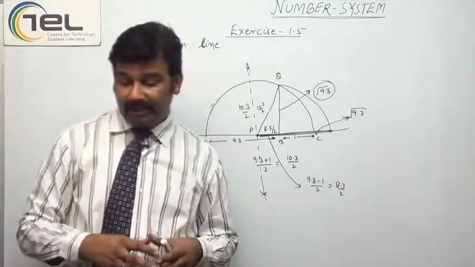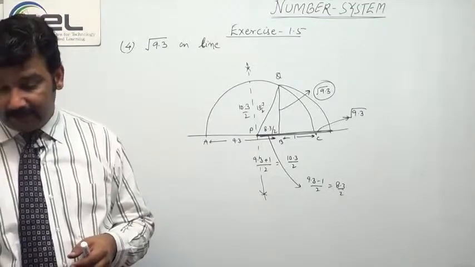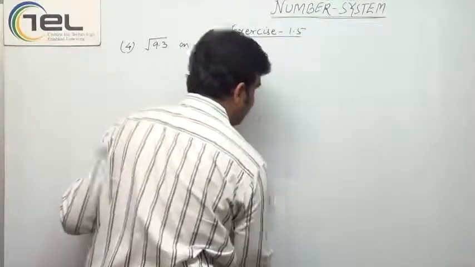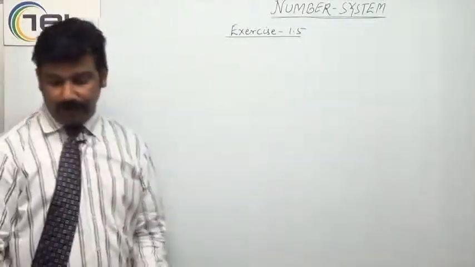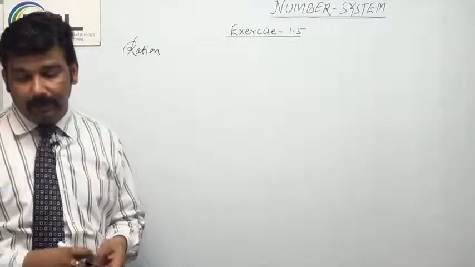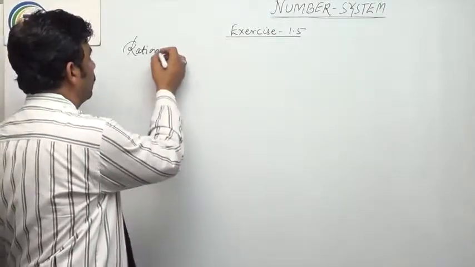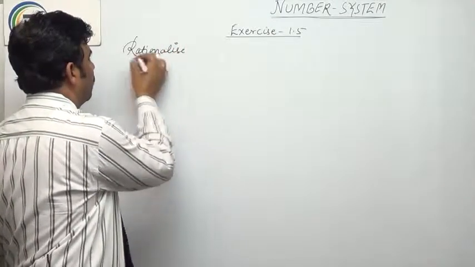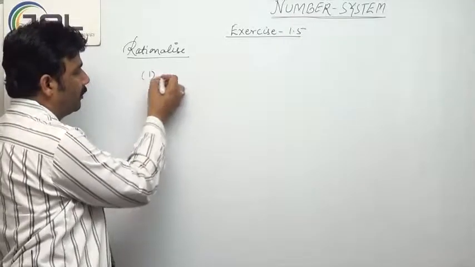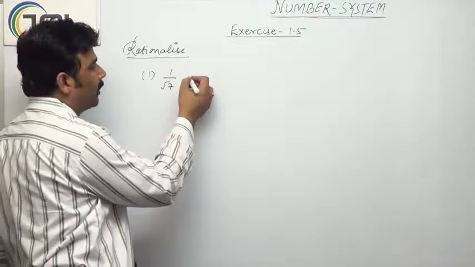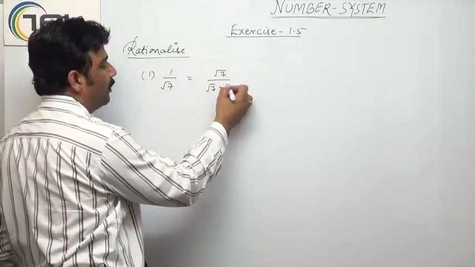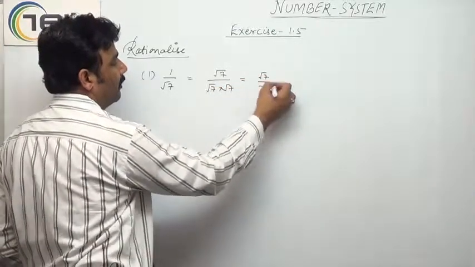Let's move to the next question of exercise 5.3. Rationalize. Again the question comes: we have to rationalize the expressions. So the first question, I'm taking the first part, 1 upon root 7. To rationalize, we just multiply and divide the numerator and denominator by root 7, and this is done.